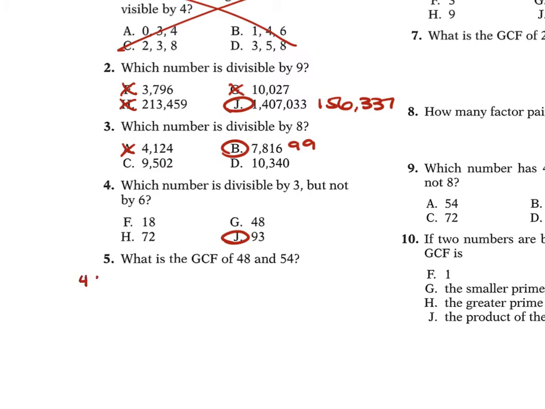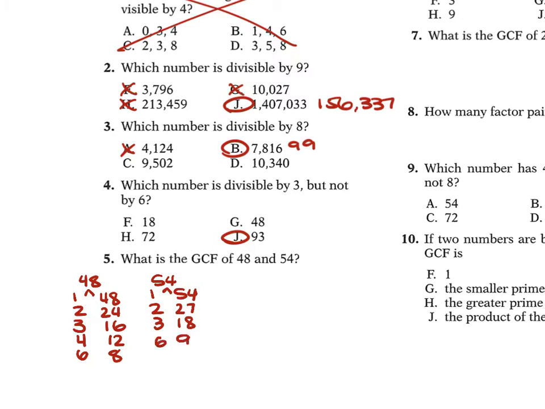For 5, it asks what the greatest common factor of 48 and 54 is. So 48 is 1 and 48, 2 and 24, 3 and 16, 4 and 12, 6 and 8. 54 is 1 and 54, 2 and 27, 3 and 18. 4 does not go into it evenly, 5 does not go into it evenly, 6 goes in 9 times. So all of our factors that are the same are 1, 2, 3, 6, and that is it. So our greatest common factor is 6.